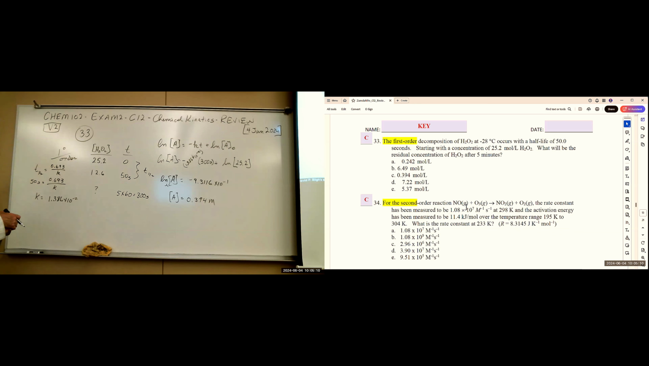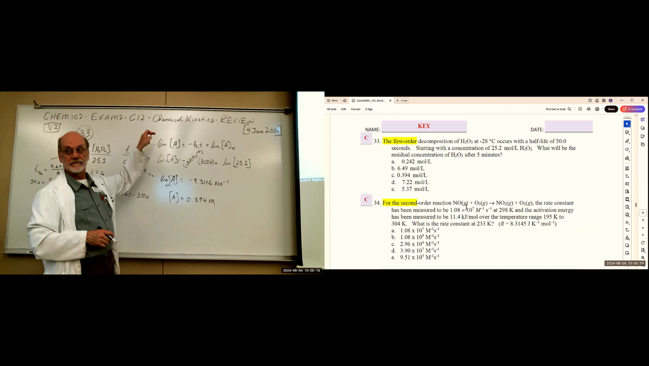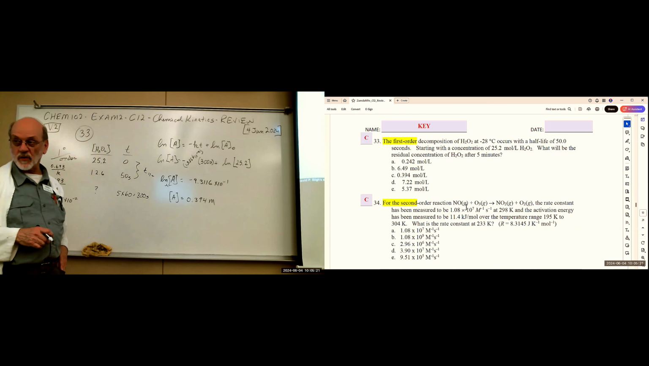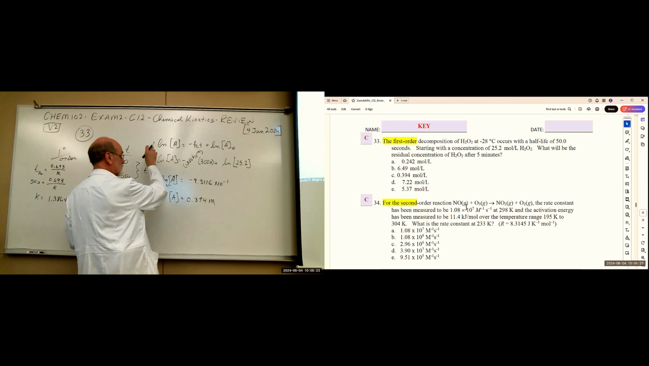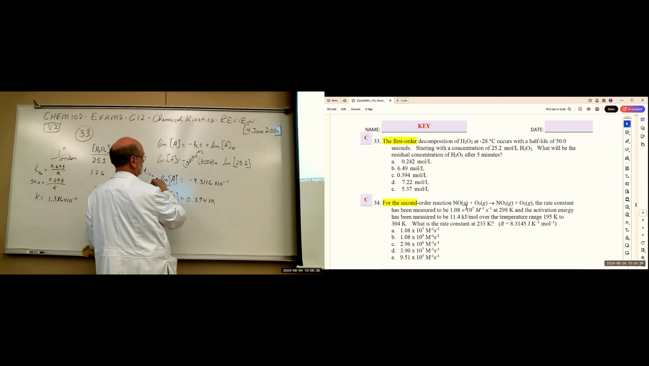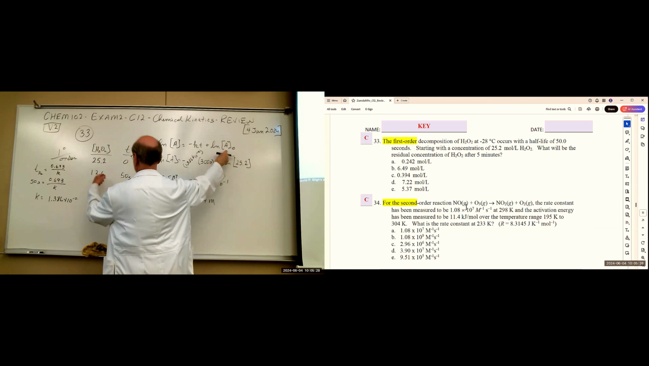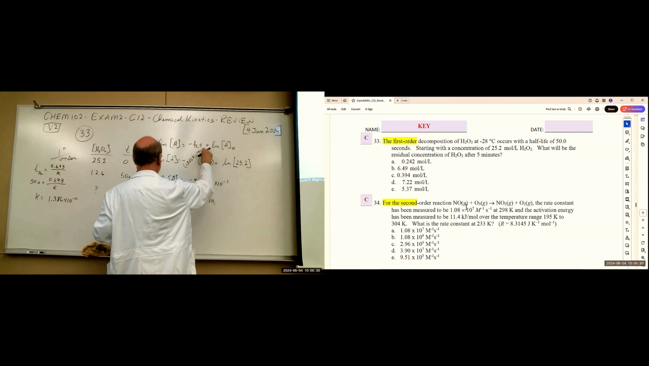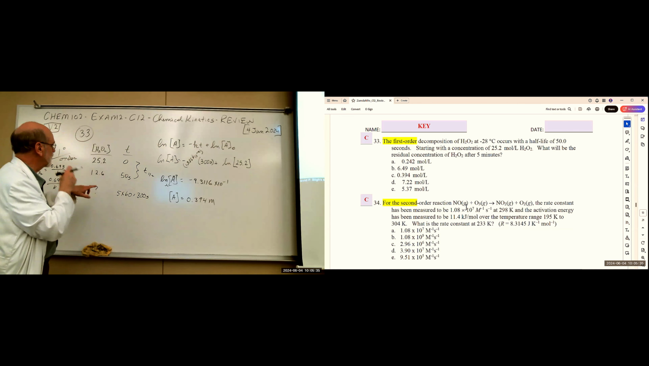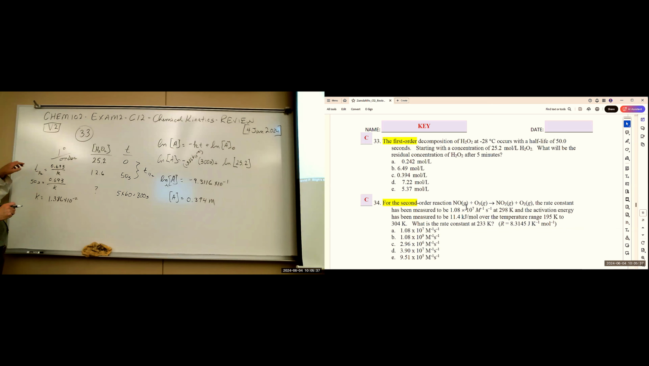So what's the trick to this one? Knowing that if you're going to find a concentration after a certain amount of time, you need the integrated rate law. So we go to the integrated rate law. We need that. Okay, what's missing? Well, we know what this is, and we know what that is, but we don't know what that is. So that's when I had to go over here and say, we're told it's first order, so I can use that equation to find out what K is. Then we're off to the races.